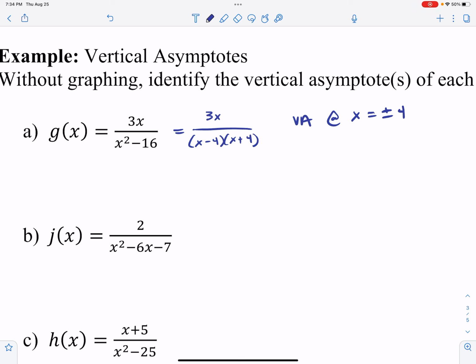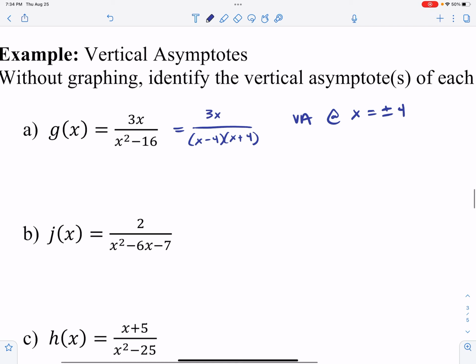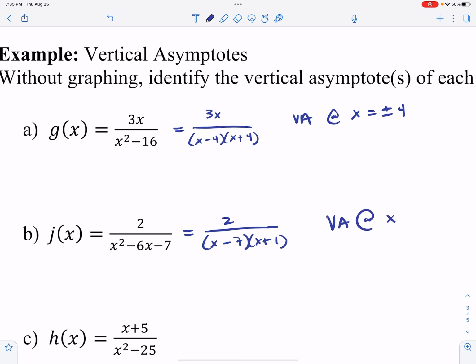For j of x, well, the numerator is a constant, so there's definitely no common factors. I want to see if the denominator factors. So x minus 7, x plus 1. So we would have a vertical asymptote at x equals positive 7 and x equals negative 1.